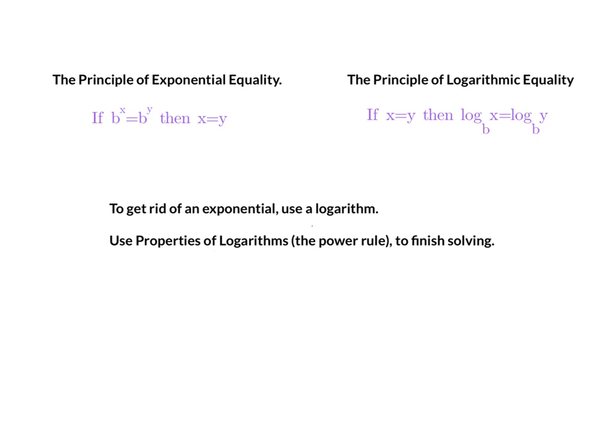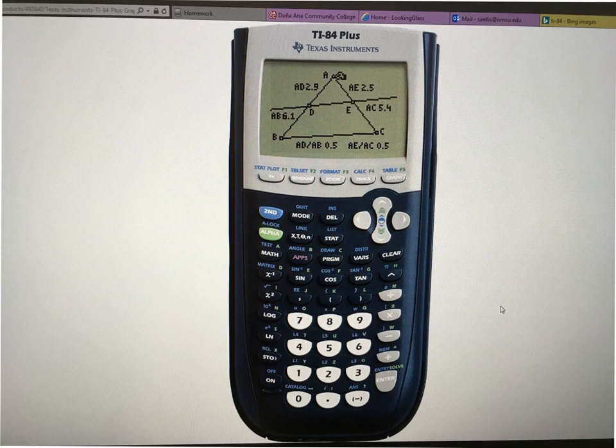So let's look at some examples of this. Before we jump into examples, we are going to need to know how to do these on our calculator. Some of the key buttons that I want to point out: if you are trying to create an exponent, you want to use the caret key. If we are using logarithms, you have two on your calculator. You have one that says log, and this is log base 10. You also have ln, which is natural log, which is log base e.